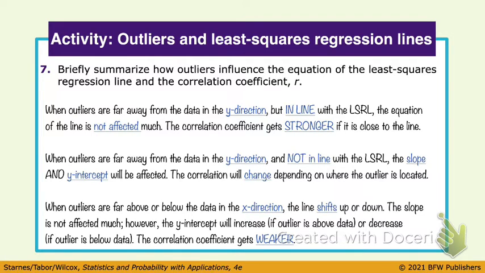And then when outliers are far above or below the data in the x direction, this is just going to shift our line up or down. The slope is not really affected that much. However, the y-intercept will increase if the outlier is above. It'll decrease if it's below, and the correlation gets weaker.